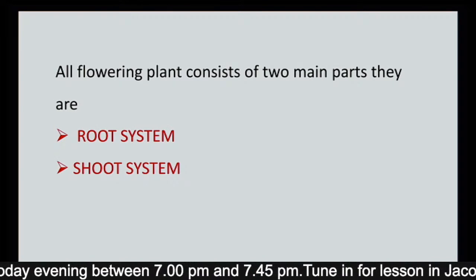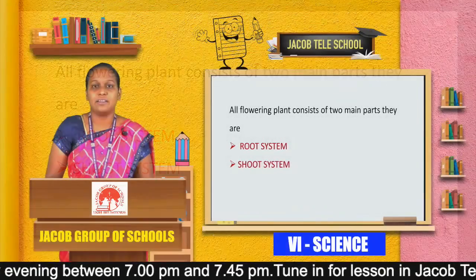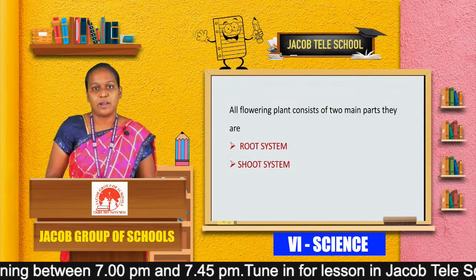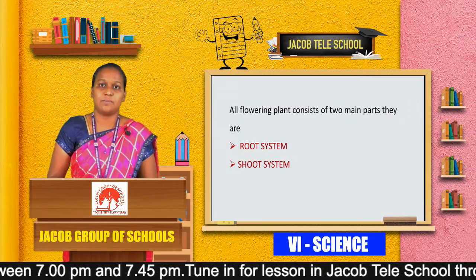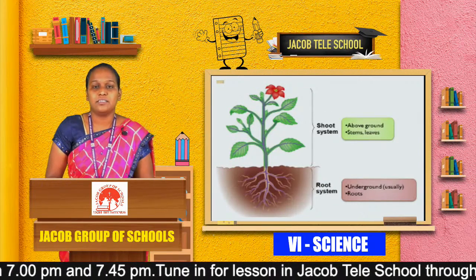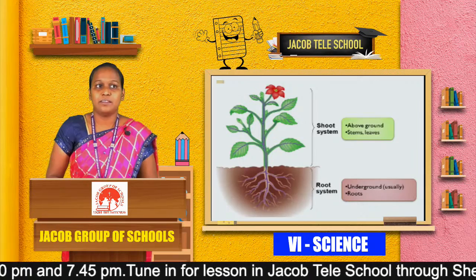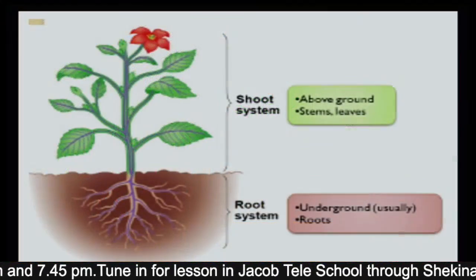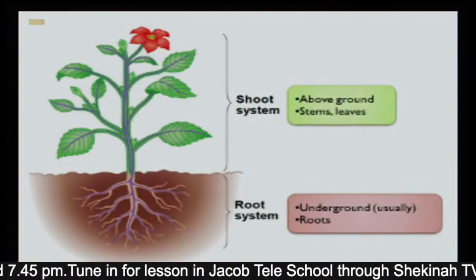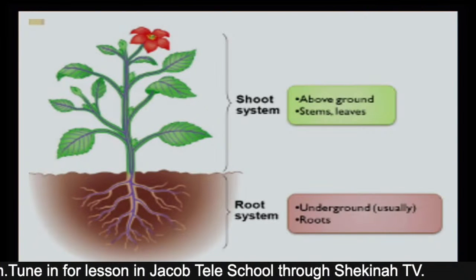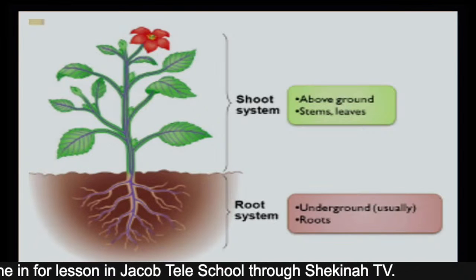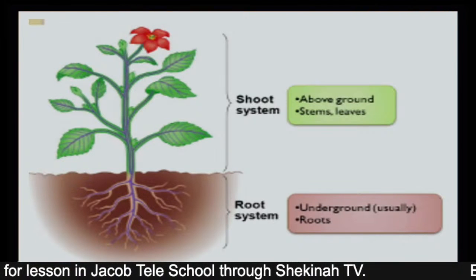Okay. All the flowering plants consist of two main parts. What are they? A root system and shoot system. Okay. See the plant. Now you can see the plant. Root system means only the roots. The roots are called a root system, that is present below the ground. We cannot see it, it is underground. It is present underground. They are called the root system.